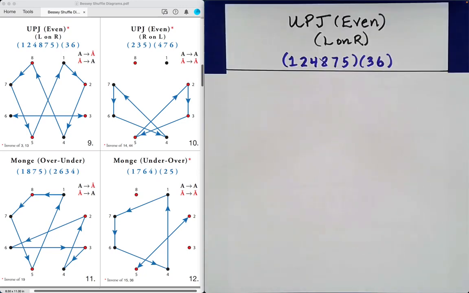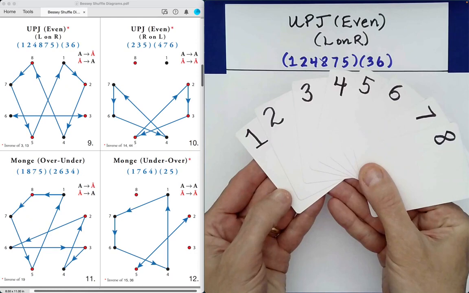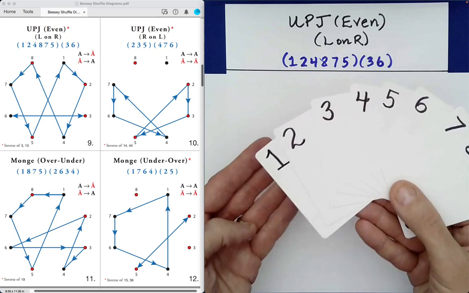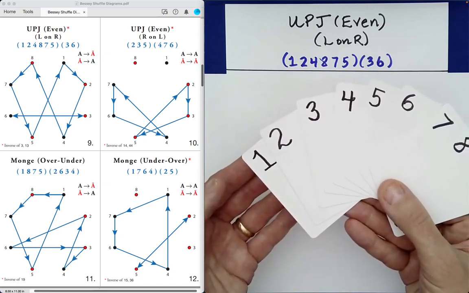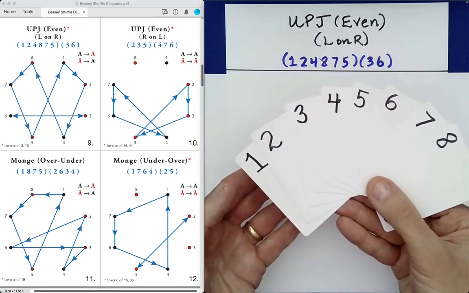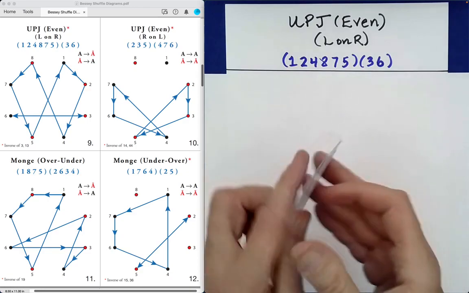So moving on to our next shuffle in this series, let's take a look at shuffle number 9, which is the top left shuffle on the diagram to the left. We call this shuffle an Even-UpJog. As always, we'll begin with an ordered packet, 1 through 8, then perform our shuffle, record the outcome, and then describe the permutation involved, first in Cauchy's two-line notation, and then rewrite that in cycle notation.